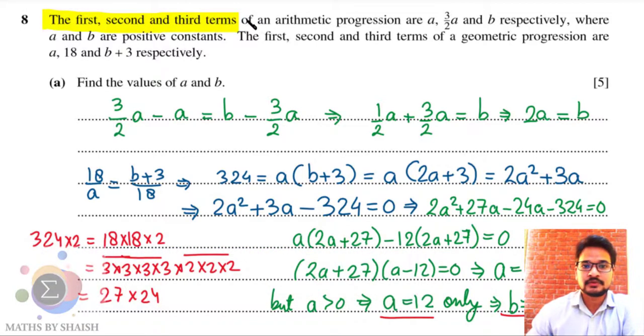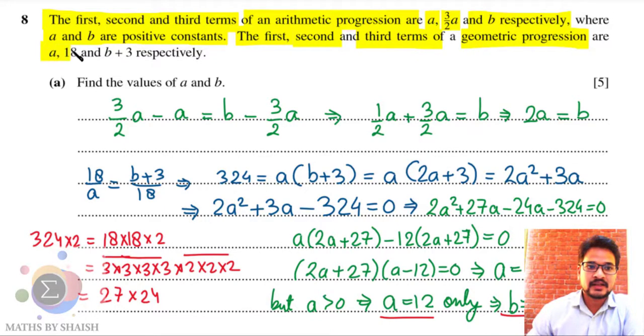second and third term of an arithmetic progression are A, 3 by 2 A and B respectively, where A and B are positive constants. The first, second and third terms of a geometric progression are A, 18 and B plus 3 respectively. Find the values of A and B. So what we are going to do, we have this arithmetic progression and all three terms are given.